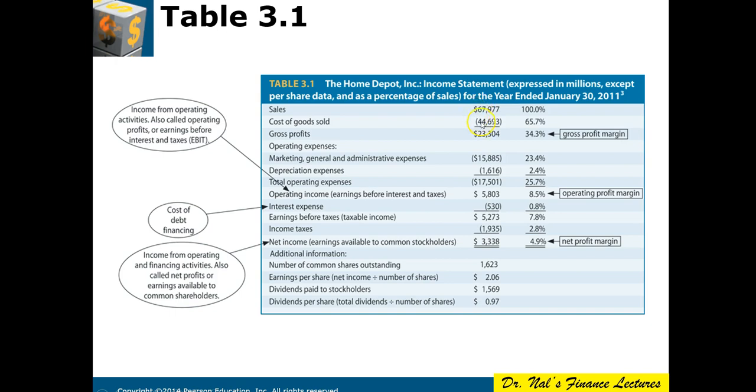Subtract from that cost of goods sold, and the subtotal here, or the difference, will give you gross profit, from which you further subtract operating expenses, which total this amount, $17.5 billion, which will give you an operating income of $5.8 billion. But we still have more expenses to subtract, right? We need to subtract interest expense, followed by income taxes, and ultimately that would lead us to the net income.